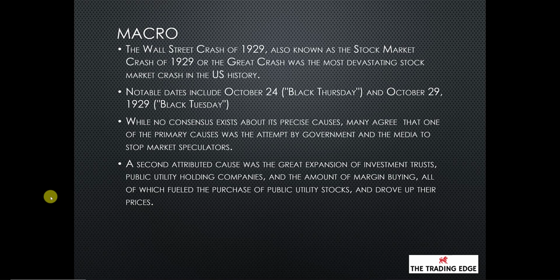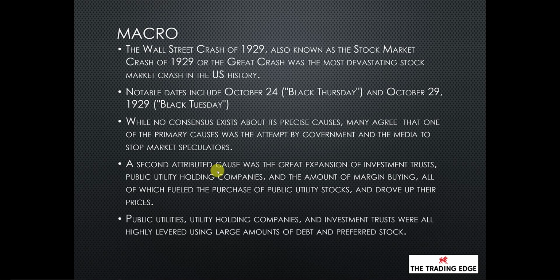At that time, they did not have a lot of regulation around them, and so they grew very, very quickly, and unfortunately, they grew without a lot of regulation. So there was a lot of margin buying by all parties, and this helped fuel the run up at the end in the utility stocks. The utility stocks at the end were the ones really driving the markets higher. There was a high concentration in public utility stocks. As I said, they were all highly levered, using large amounts of debt and preferred stock. These all seem to be factors that eventually led to that triggering event.